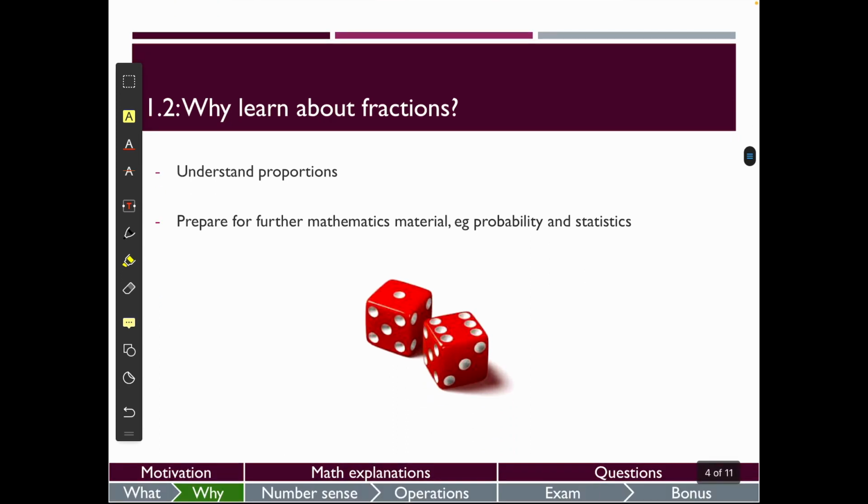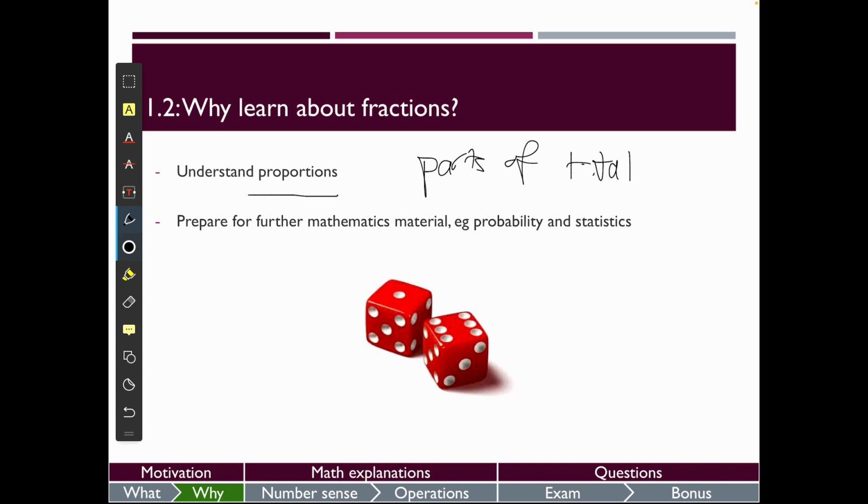So what should you learn about fractions? Well, fractions can help you understand proportions better. So you can understand how many parts of a total that you'll be getting. And you can also prepare for further mathematics material, for example probability and statistics.